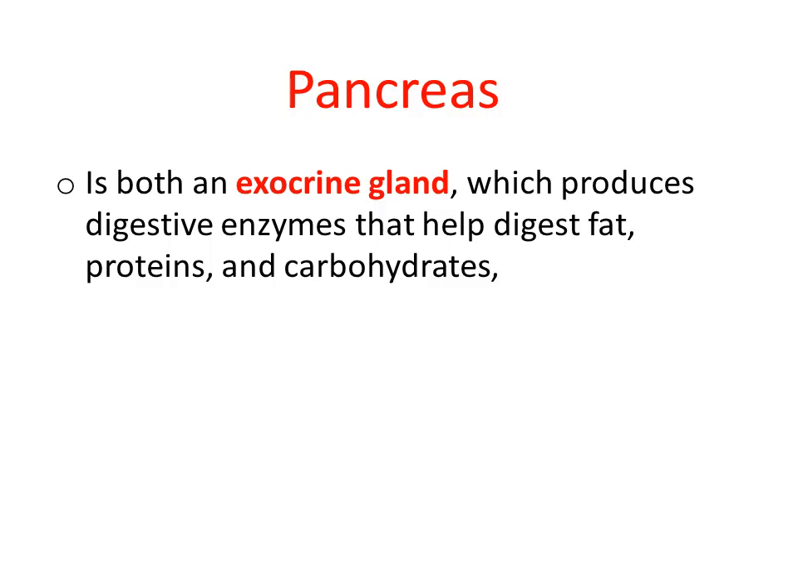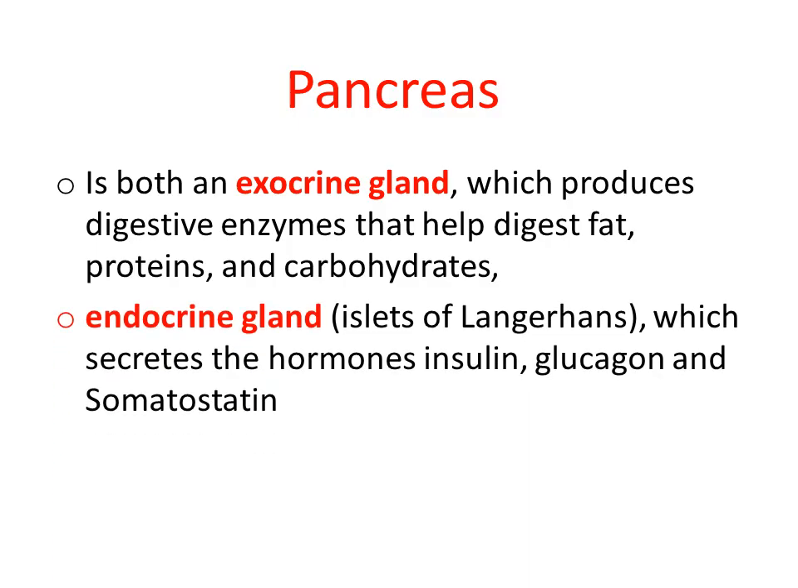The pancreas is divided into two portions, the exocrine gland and the endocrine part. The exocrine gland produces digestive enzymes that help to digest fat, proteins, and carbohydrates. The endocrine glands, in the form of the islets of Langerhans, secrete certain hormones responsible for the control of blood sugar, like insulin, glucagon, and somatostatin.